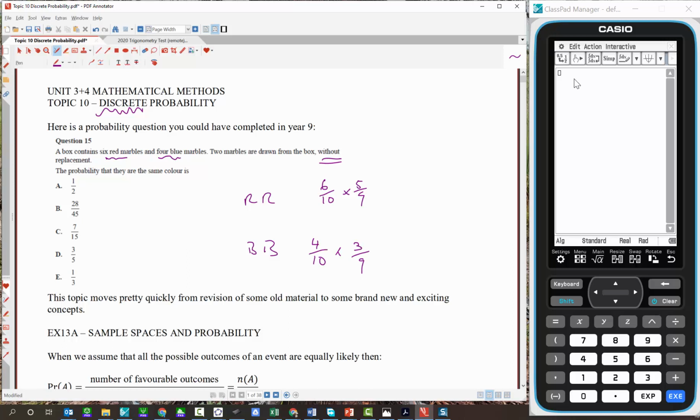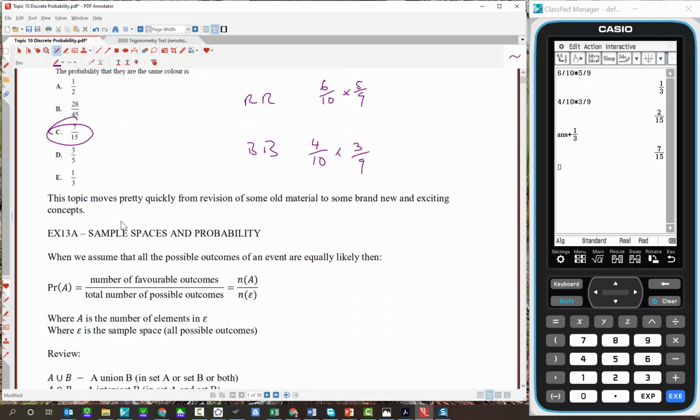Now you can get that via a tree diagram, or you can knock this over pretty quickly by looking at the outcomes that you're really after. This is 6 in 10 times 5 in 9. This is going to be 4 in 10 times 3 in 9. And what we'll do is stick those probabilities together, and we get the probability that they're the same colour is 7 in 15. All right, so you've got a minute and a half. I think it is on every multiple choice problem, but the faster you can do these ones, this year 9 style probability problem, the better.